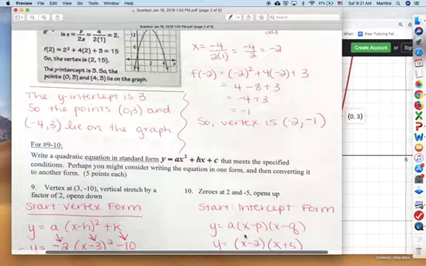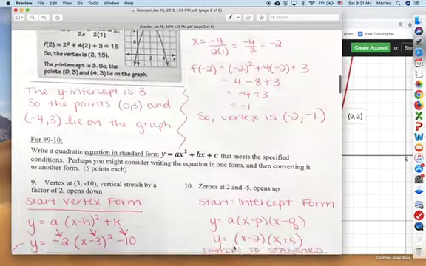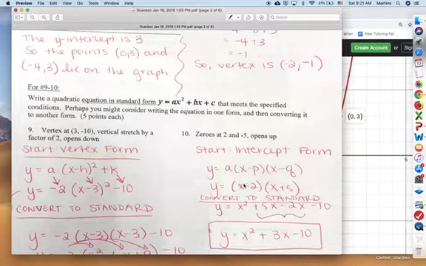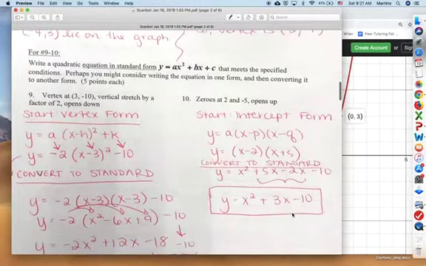It opens up, so if I just leave this as a hidden 1, that's going to force it to open up because 1 is still positive. So you don't have to add a coefficient here, but you're welcome to if you'd like. As long as your coefficient is positive, you will have a correct answer. Okay? So converting this to standard form, we simply FOIL. Okay, first, outside, inside, last. Combine your middle terms. 5x minus 2x is 3x, and voila.